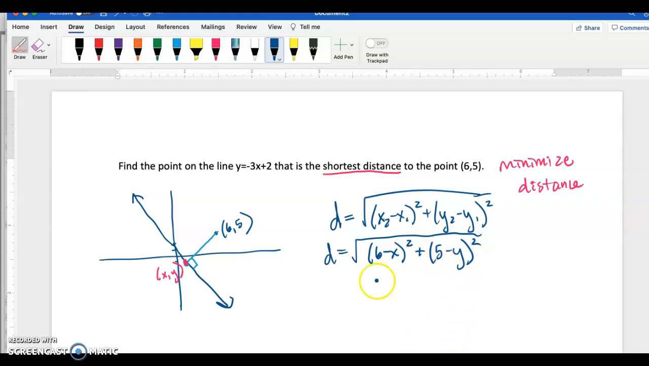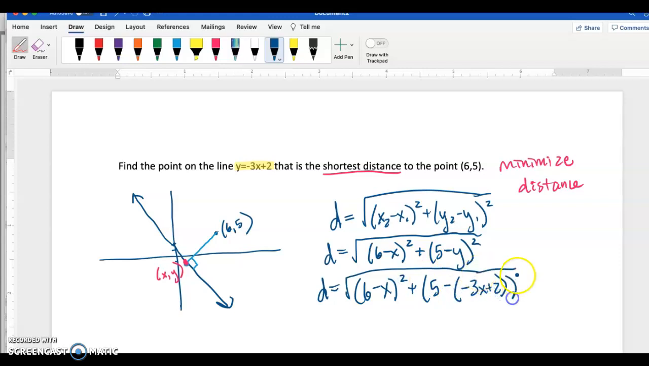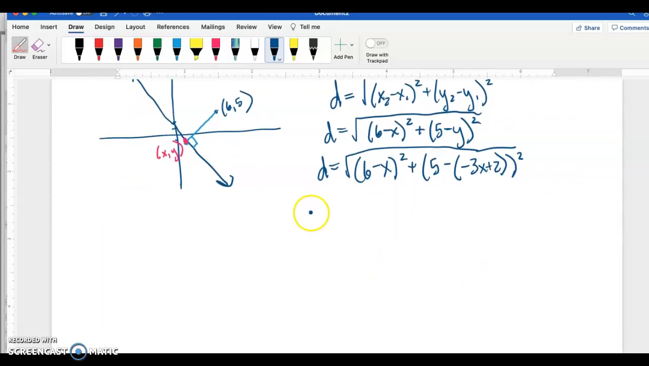And you're going to say to me, well, this is ugly because I have x's and y's. Well, whenever we have x's and y's and we want to reduce a variable, we want to look for some sort of relationship that connects the two. Well, that relationship is right up here. y is connected to x by this equation, y equals negative 3x plus 2. So we can come into our problem and replace y with the quantity negative 3x plus 2, quantity squared.